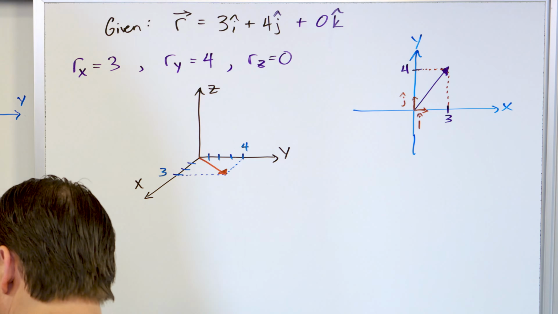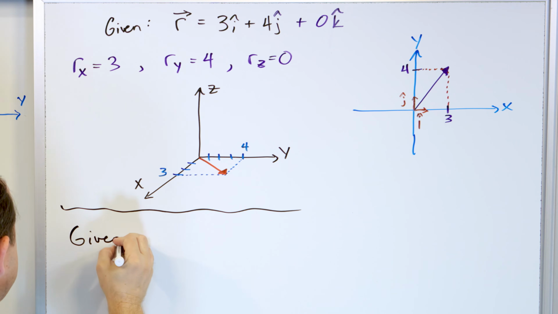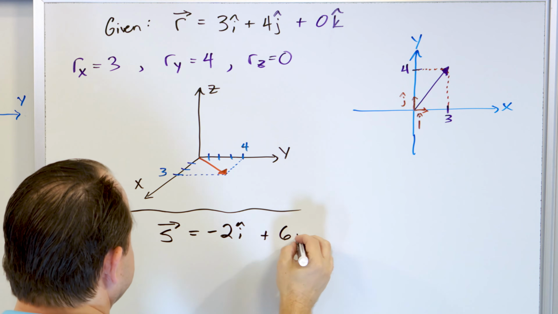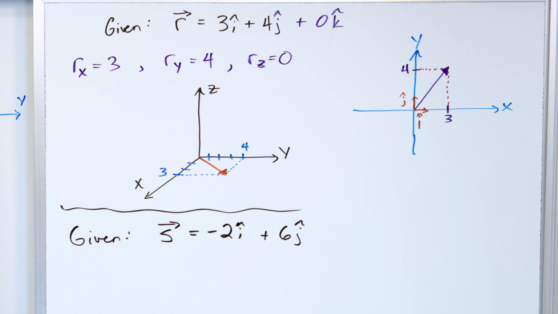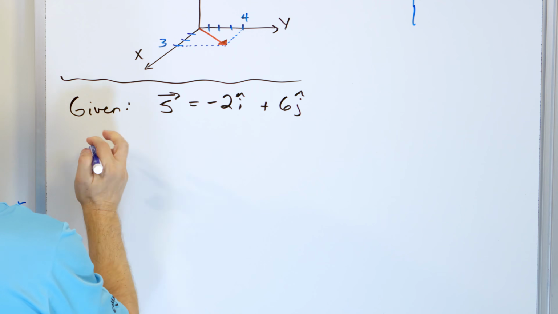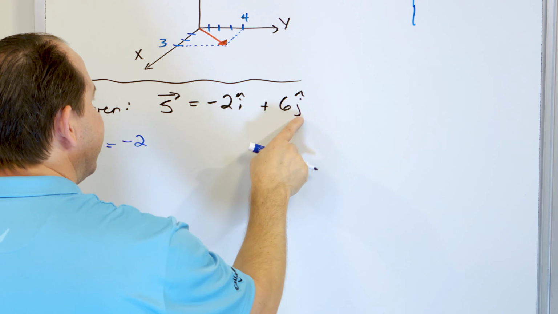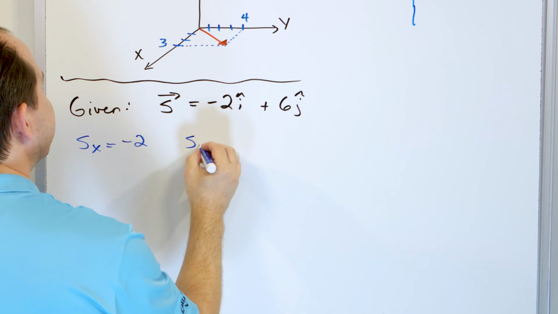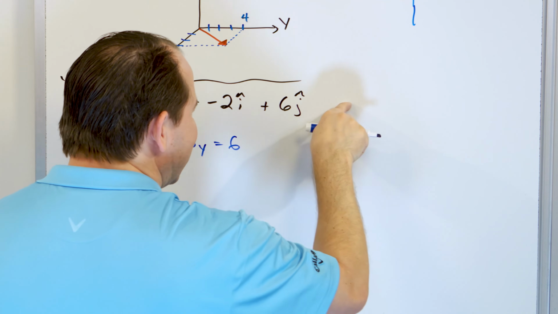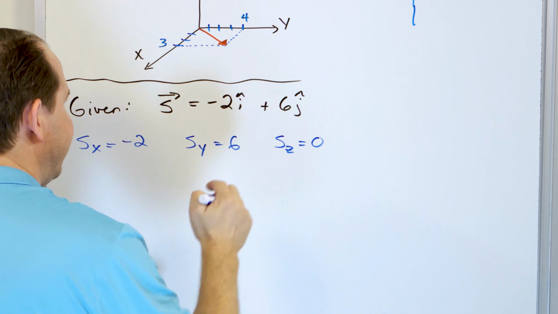All right. Let's do another one. What if I give you a vector S and it's equal to -2 in the i hat direction plus 6 in the j hat direction. And I want you to tell me what the components of this vector are. Then you just read it off. You say, well, I have an i hat right here, so that means the x component, which I'm going to call S sub x, is equal to -2. And this is the j hat component, so that means that's the y component, S sub y, and that's equal to 6. And there is no k, which means 0 times k hat, and so S in the z direction is 0. So these are the x, y and z components of this guy.